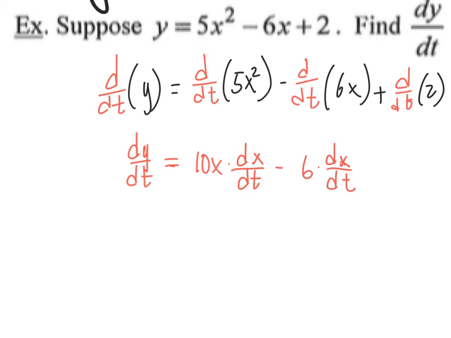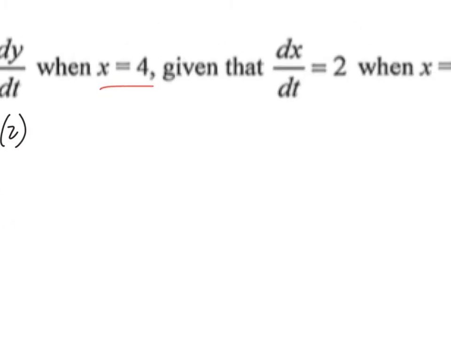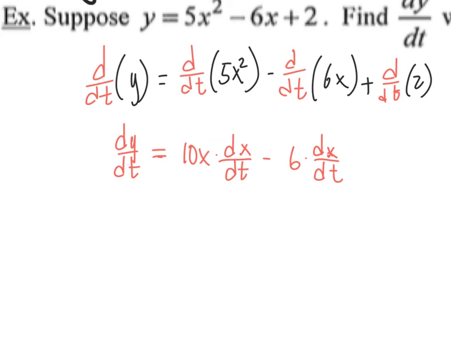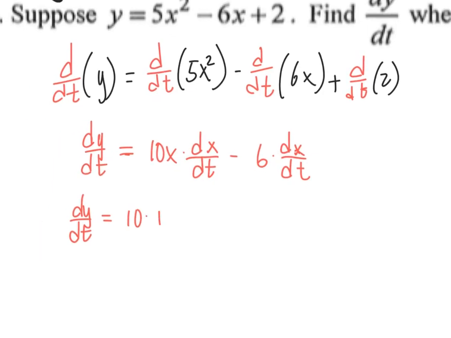Okay, so now here's what we know. We know that x is equal to 4, and we know that dx/dt is equal to 2, all right? So let's go ahead and plug those values in. And so I get dy/dt is equal to 10 times x, which is 4, so 10 times 4 times dx/dt, which is 2, and then minus 6 times dx/dt, which is 2.